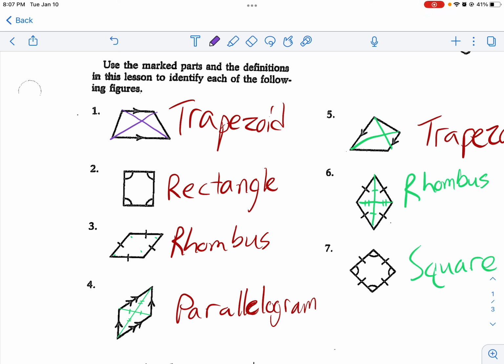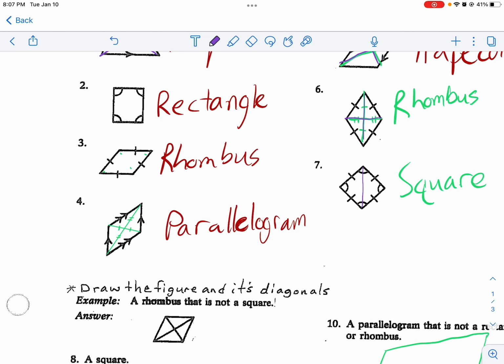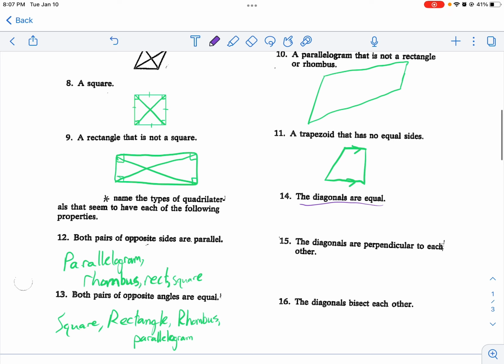Maybe not, right? Because in this case, those diagonals are not going to be equal. In a rhombus, maybe not, right? Doesn't seem like they'd be equal. Square, definitely, with those 90-degree angles. I think those diagonals are going to be equal, and I think that same thing with a rectangle. So I'm going to go square and a rectangle for this question.